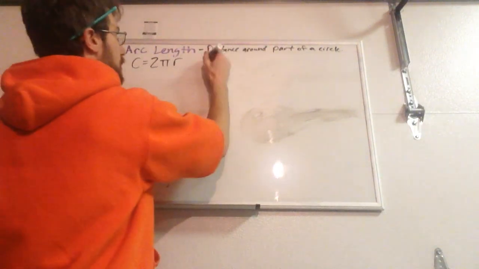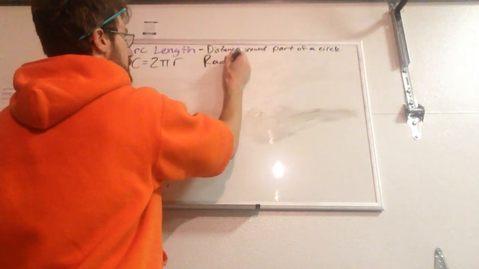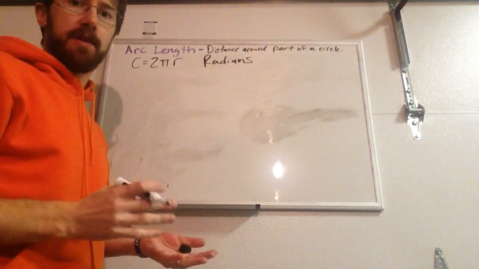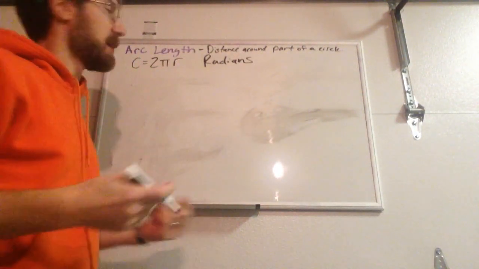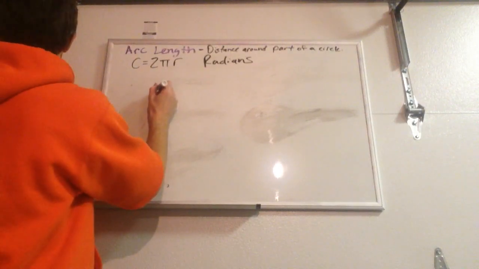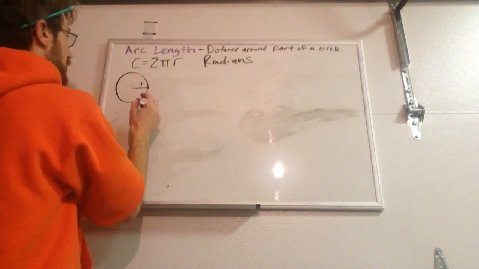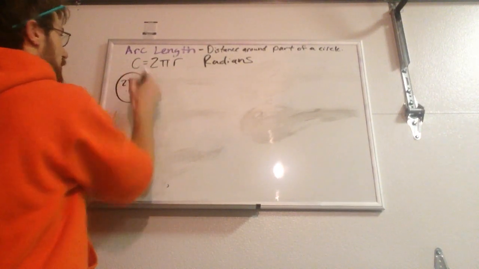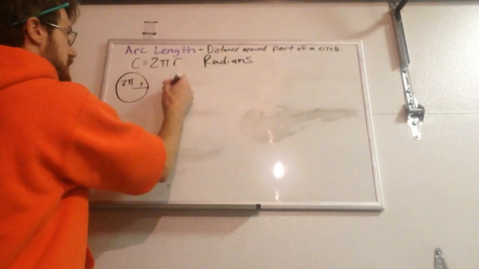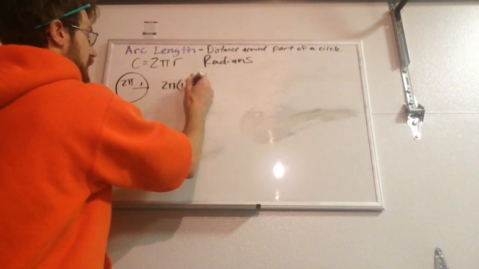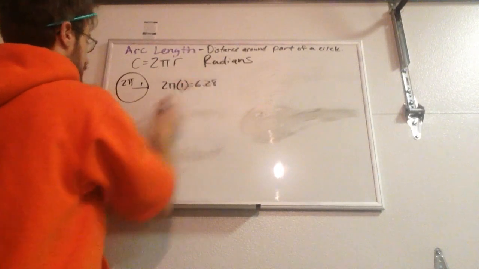Alright, so radians. Now, again, I'm going to start this out with some more mental math type ones. Let's say that we've got, this one was still radius 1, and we've got 2 pi radians, so it's the full circle. Well, again, that's 2 pi times 1, the radius is 1, and that's about 6.28.